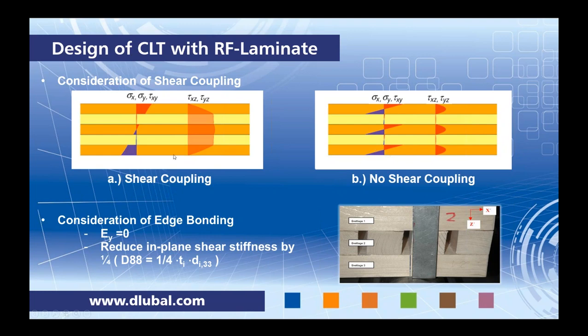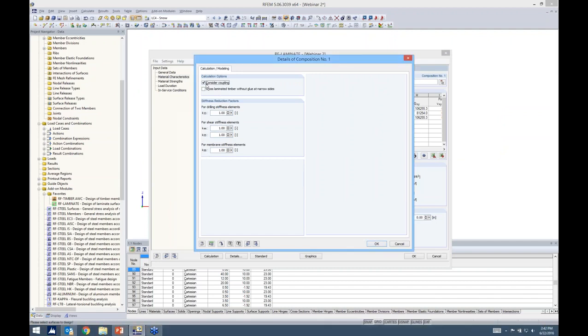Most likely the different layers will be glued together, so for our case we're going to consider shear coupling. Now, consideration of edge bonding, or are the boards glued at the narrow side? This is a perfect example of where the boards are not glued at the narrow side, so therefore we'd set our stiffness in the local Y direction equal to 0. We'd also reduce our in-plane shear stiffness by 0.25. When I go back to RFEM, you can see here I'm already considering coupling. If I go ahead and check this cross-laminated timber without glue, you'll notice that my in-plane shear stiffness will now be reduced by this coefficient 0.25. That's exactly what I just mentioned in the PowerPoint. We don't have this scenario here, so we'll just leave this alone.